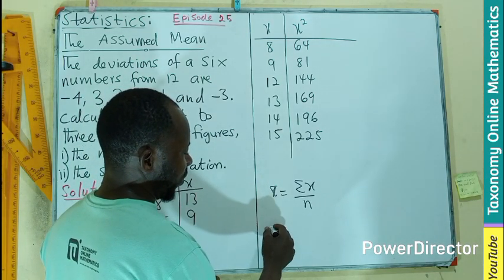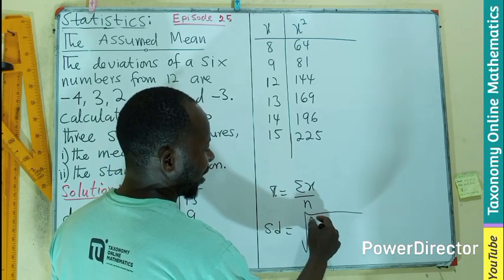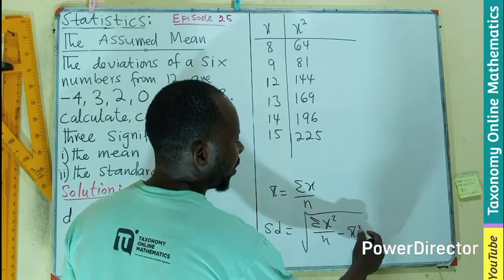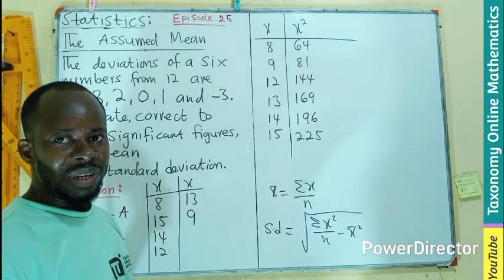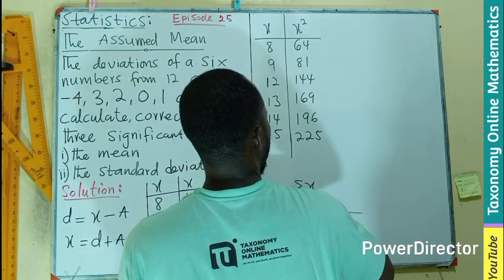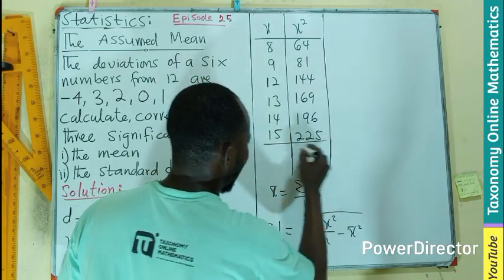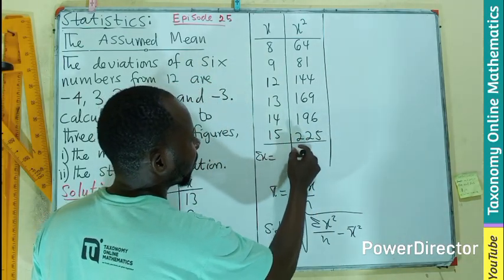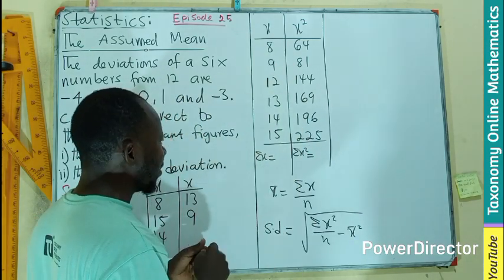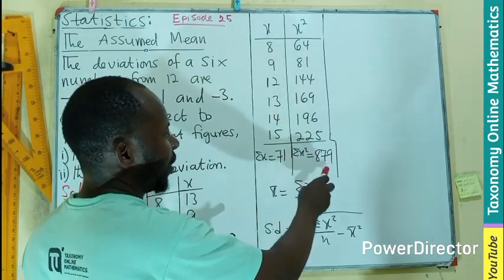Then your standard deviation is also the square root of the sigma X squared over N minus what? The mean squared. And the mean is just this. So these are the values we need. So what do we do? Let's go straightforward and find their total. Here, sigma X. Here, sigma X squared. Let's add all of them and see their value. Okay, so total of this is 71. Total of this will give us this.